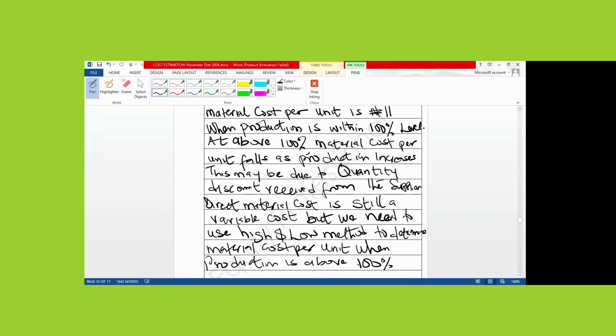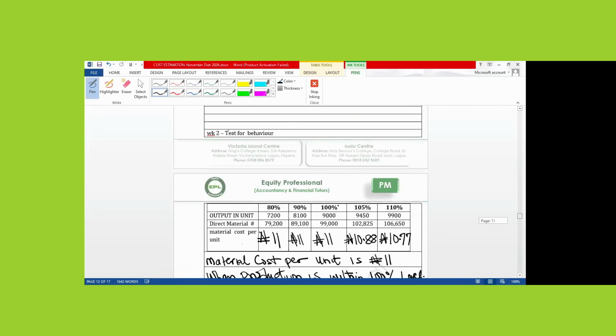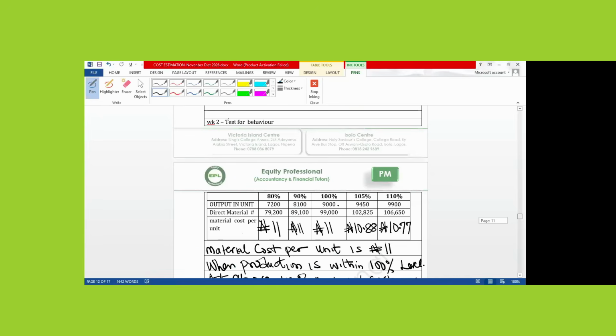Keep this principle in your head. Now, our concern is after 100%. If production is within 100%, direct material cost per unit is 11 naira. Above 100%, what is direct material cost per unit?